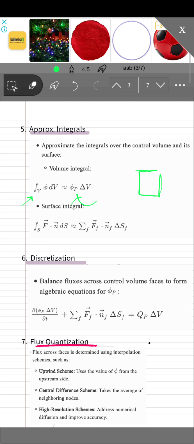And the same goes for the surface integral, where a summation of the fluxes through different areas is done to find the surface integral. So these are the approximate integrals for a simplified approach.